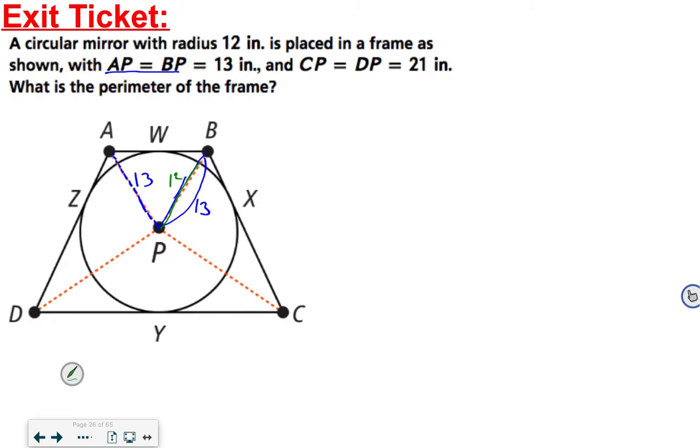CP and DP are equal, which is 21. These are 21, and we know that this is 12 because it is the radius, and the rest of it is going to be 9. Same thing, this is going to be 21, this is 9, this is 12. What is the perimeter of the frame?